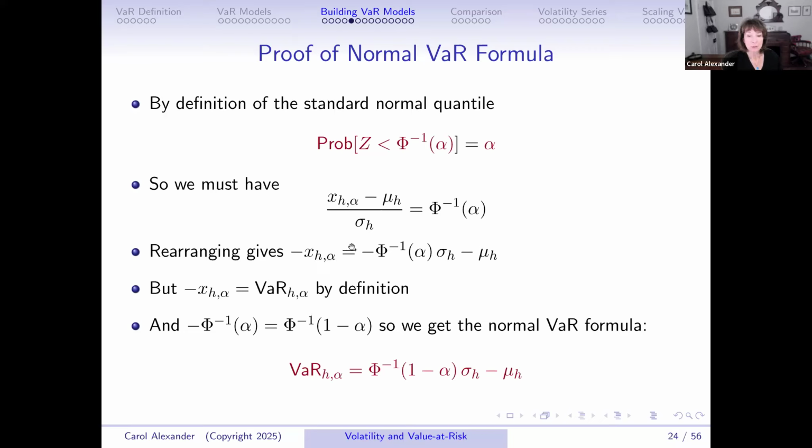And so we get this normal formula, remembering that minus the inverse distribution of alpha is plus the inverse distribution of 1 minus alpha for the standard normal distribution, because it's symmetric, same for any symmetric distribution. We get the normal VaR formula.